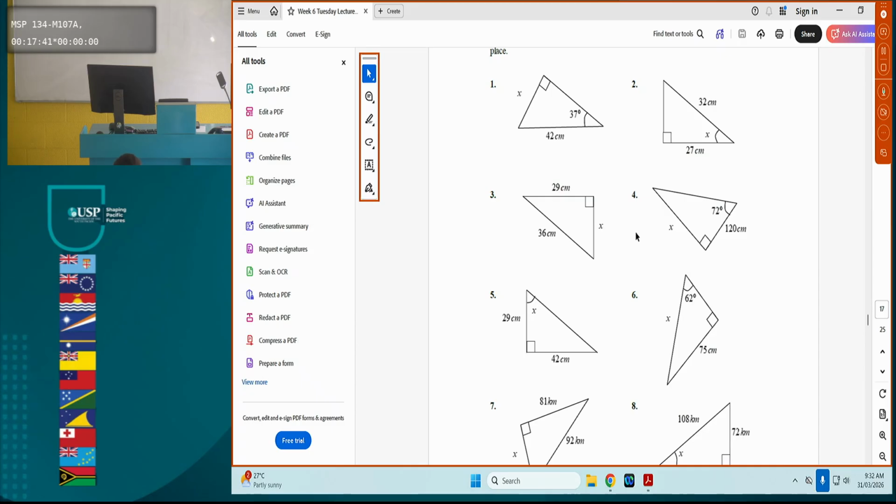It involves an angle, so we'll use SOHCAHTOA. Which side is this? Adjacent. This is opposite. We are basing this from the position of the angle. So that means O and A. So we're using TOA, tangent of the angle. What's the angle? Tangent of x is opposite over adjacent.